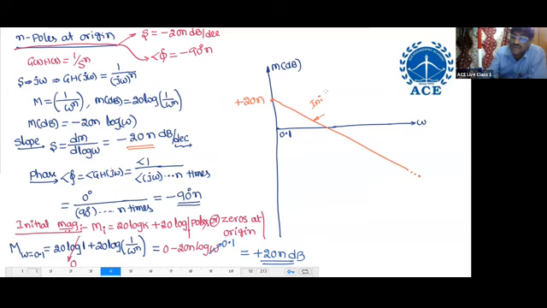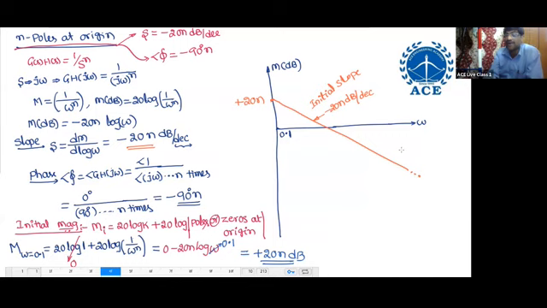The initial line slope is given by poles and zeros at the origin only. This is called the initial slope. That is minus 20n dB per decade. Okay? Minus 20n dB per decade. So for every decade, it is reduced by 20n by default.